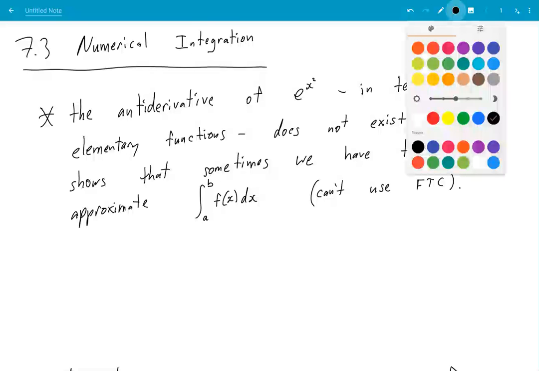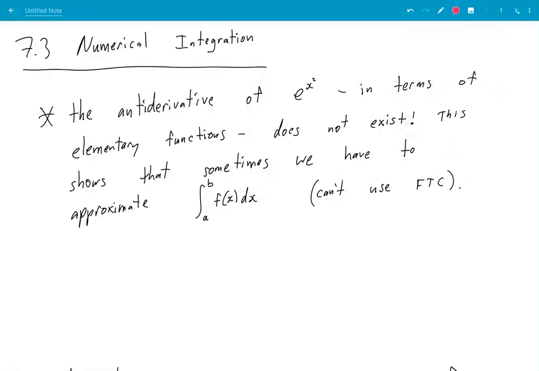Okay. So here's some bad news. Before I start talking, let's pause and copy. Okay, bad news. Not every function has an antiderivative in terms of elementary functions.